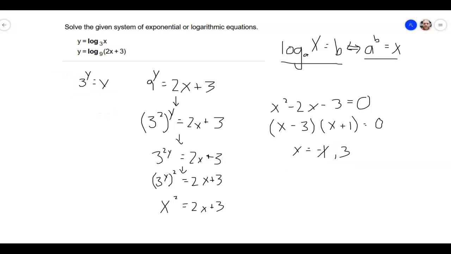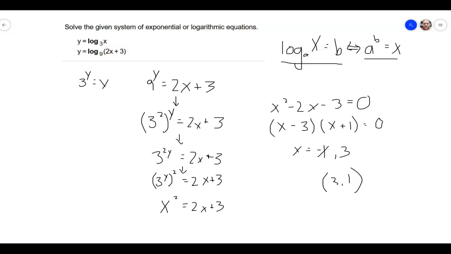And they actually want the solution as an ordered pair. So what is the log base 3 of 3? Well, 3 to what power gives me a 3? That answer is 1. 3 to the first power gives me a 3. So my answer would be (3, 1).